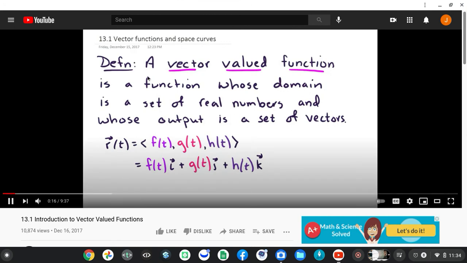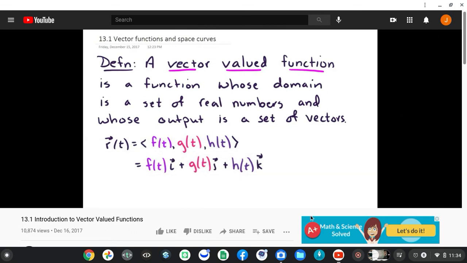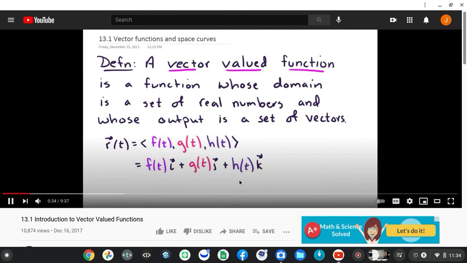Let's take a look at this example. On the left-hand side of the equal sign, we have r of t, and notice that there's an arrow over the top of the r. That denotes that it's a vector-valued function. Our input goes in here, and I was going to put that in, but I don't have it in yet. So the input, what goes into this function, is t.